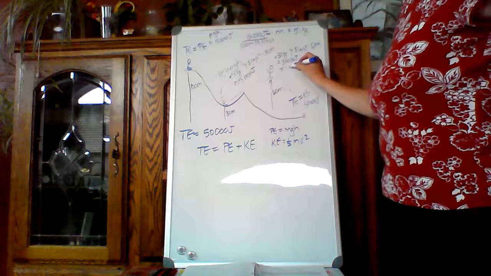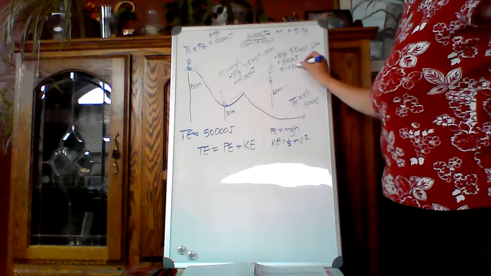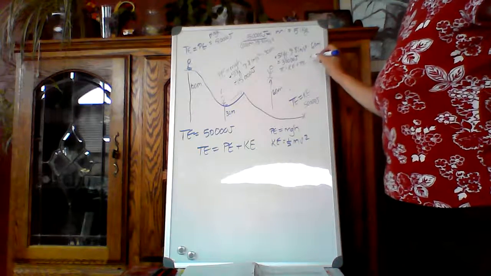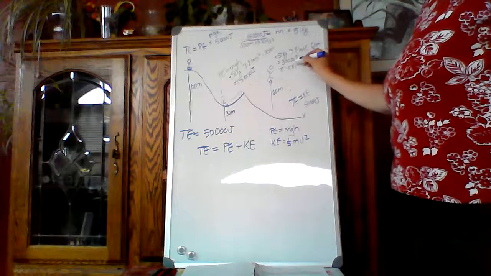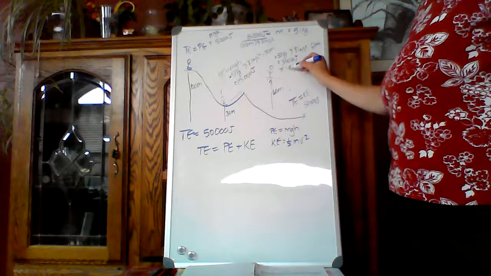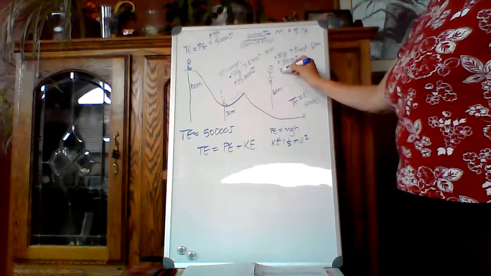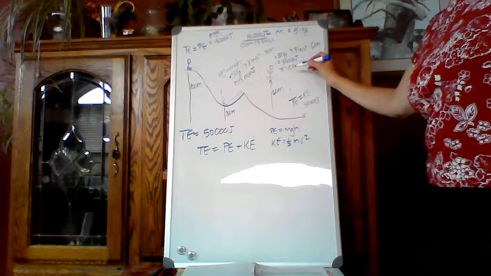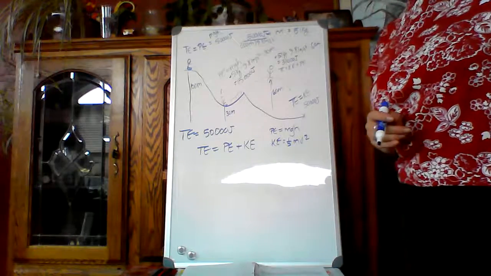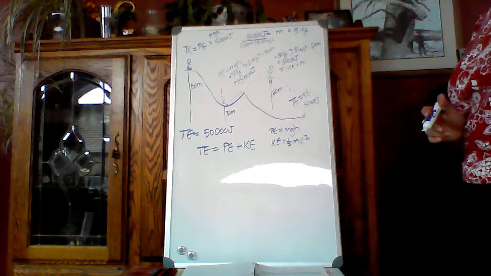So if we can figure out her potential energy, we can again find out her total energy, because the total energy is going to equal kinetic plus potential. So potential is 30,000 plus kinetic is going to equal 50,000. So the kinetic energy at that point is 20,000 joules.